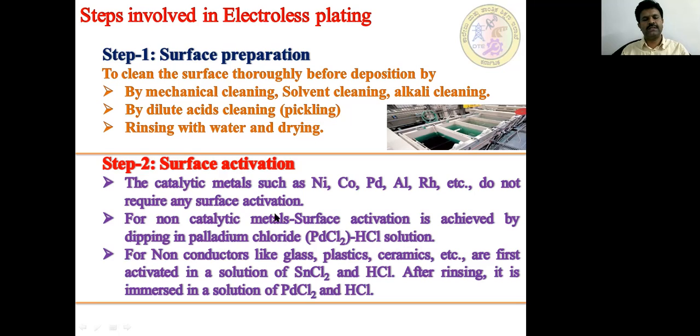If the metal or substrate itself has an active surface, then there is no need for any surface activation. So if our substrate is a non-catalytic metal, then we should create an active surface by dipping in palladium chloride hydrochloric acid solution. If our substrate is a non-conductor, then it includes two steps. First, we should activate by dipping in stannous chloride hydrochloric acid solution, and later we should again activate by immersing in palladium chloride hydrochloric acid solution. So after this surface activation, we can go for electroless plating.